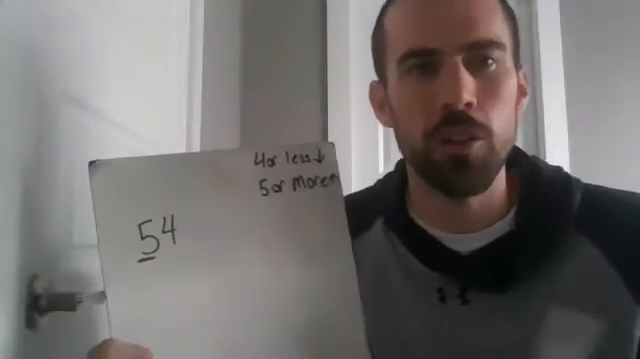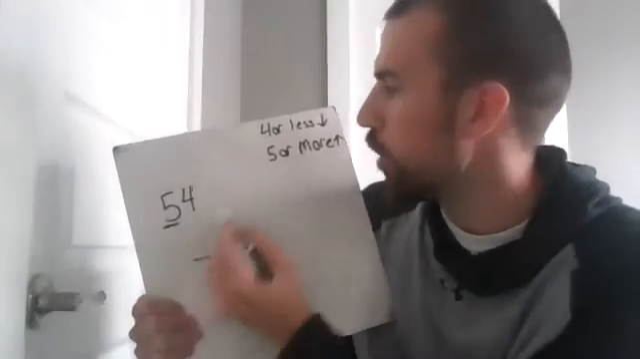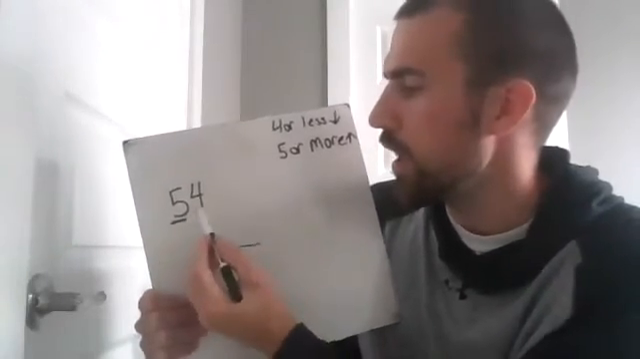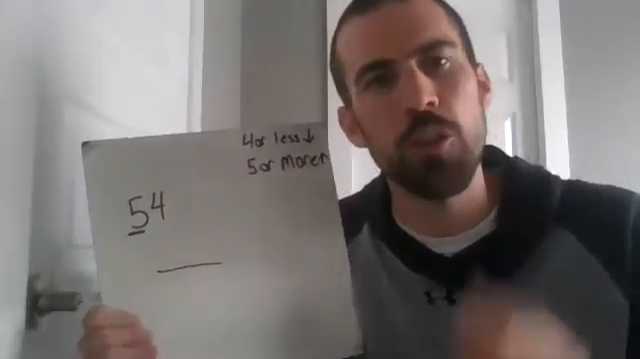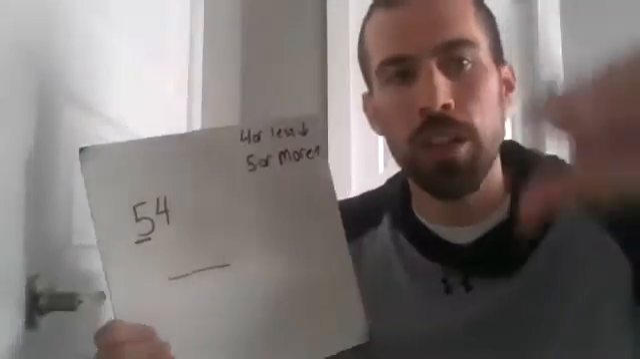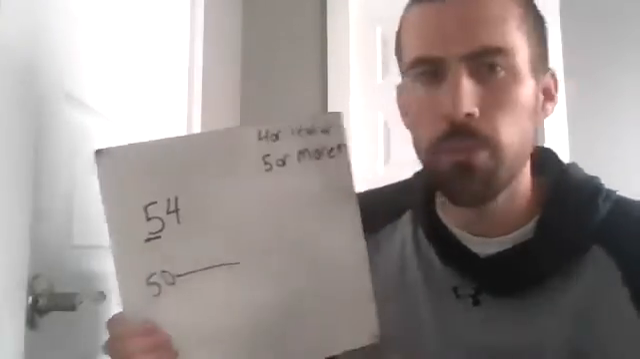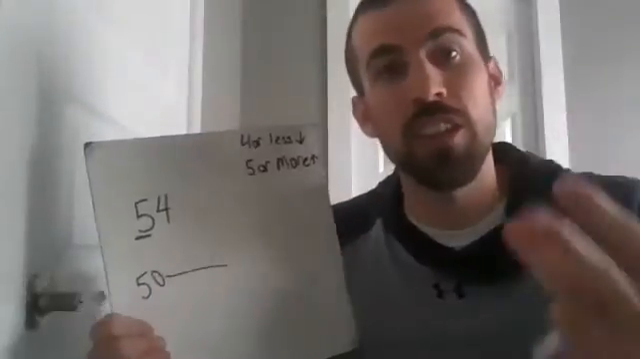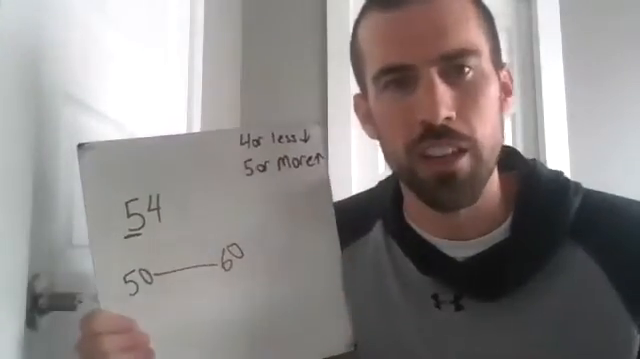Well, I like to draw a little number line to explain that. So I'm going to draw my line here. If I were to go down, I would be going down to the nearest 10. So I'm going to just count backwards quick: 54, 53, 52, 51, 50 would be our nearest 10 if we're going down. And if we're going up, 54, 55, 56, 57, 58, 59, and 60 would be our larger 10.